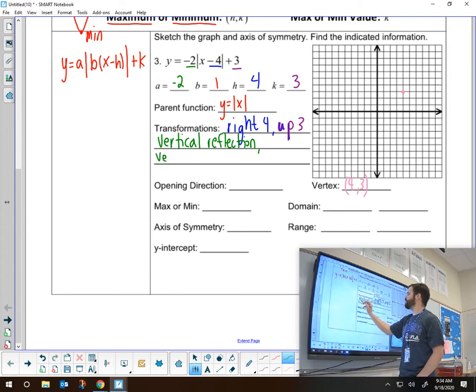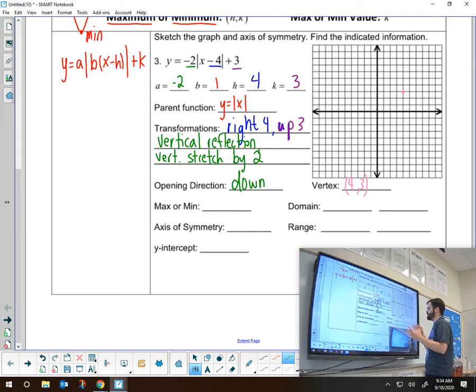Okay? So I'm going to write vertical stretch by 2. So we have a vertical reflection, and we're going to have a vertical stretch by 2. Okay, now my opening direction. My opening direction, since we have that vertical reflection, my opening direction has to be down. So now let's go ahead, let's graph this, okay?